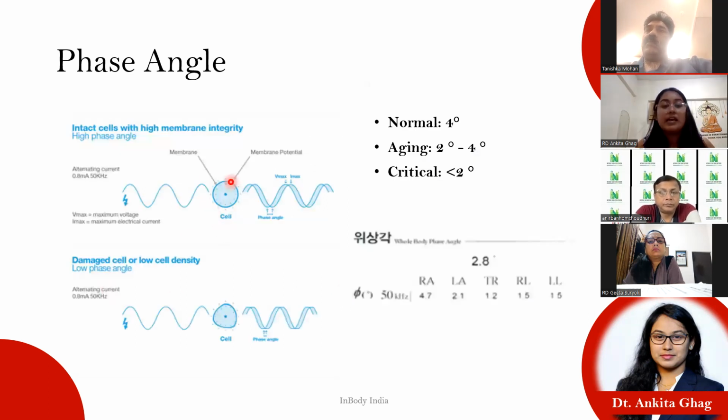So this is how the phase angle is. We pass a small impedance through the cell. It will replicate somewhere. Where it will replicate and intersect with each other, that angle is known as phase angle. So if the cell is intact, the angle is more. But if the cell is damaged, the angle is less. So how do we interpret it? Anything above 4 degrees is good. Due to aging or probably because of chronic ailment, it is between 2 degrees to 4 degrees. Anything below 2, it's very critical.